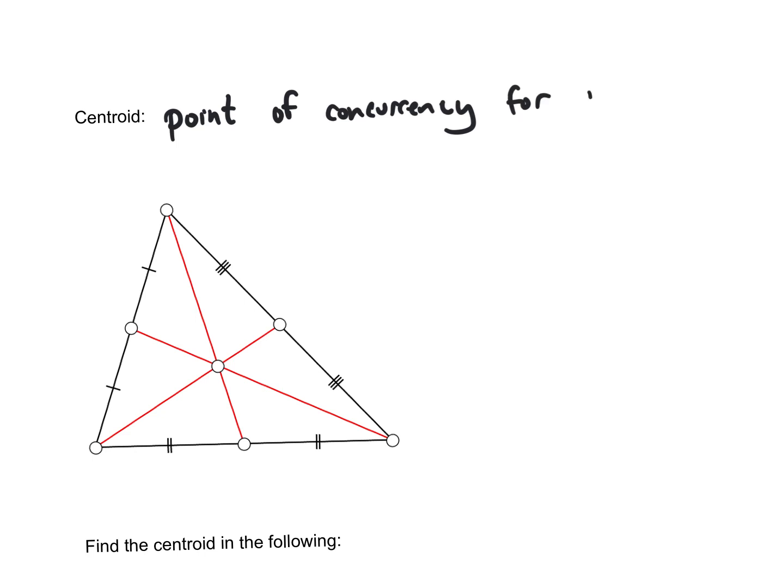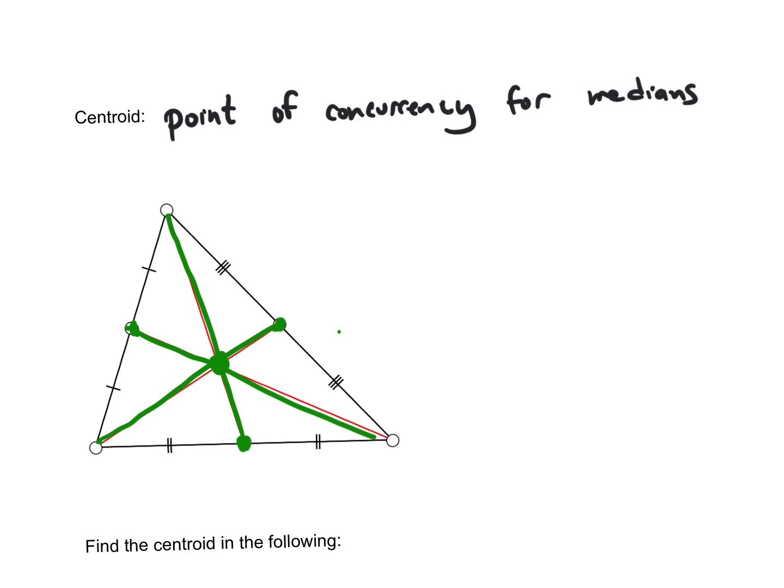For the median. So if I look at all the medians, they will intersect at a point called the centroid. Now remember, a median is going to go from the middle of a side, so the midpoint of a side, to the opposite vertex. So this is the middle to the opposite vertex, the middle, opposite vertex, middle, opposite vertex. And that is our centroid here in the middle.